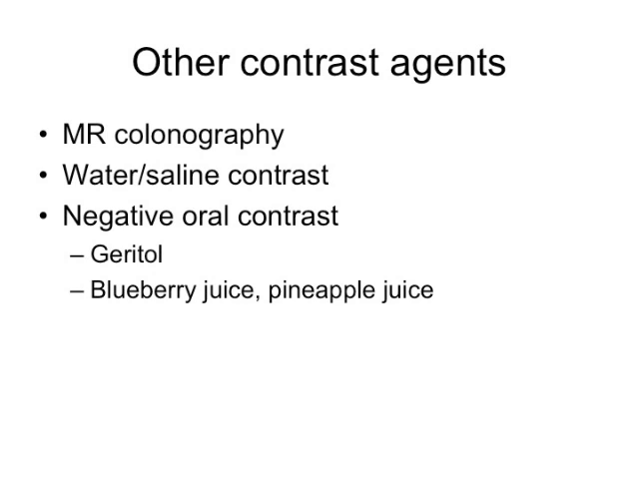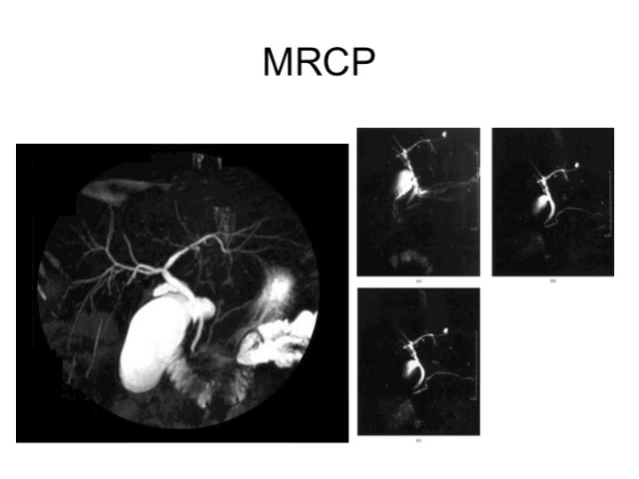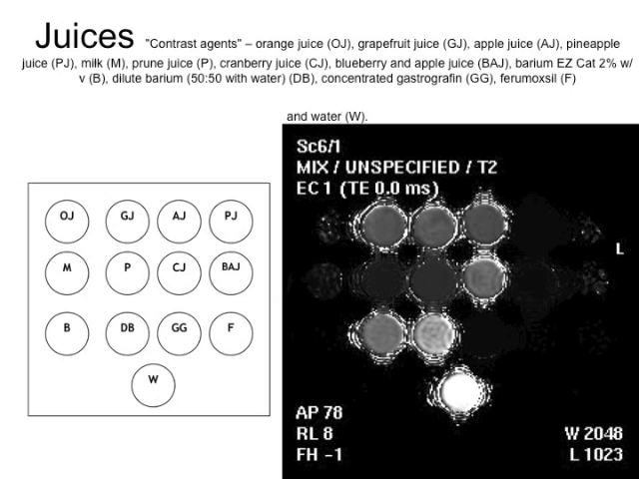You can use water as a contrast agent. You can use juices as a contrast agent. Here's a picture of an MR colonography where pineapple juice makes a great negative agent when you're doing an MRCP to darken the stomach. To give you an idea of how the juices appear on MRI, this slide here shows where a test was done with little tubes with different types of juice, and then the pulse sequence was run.